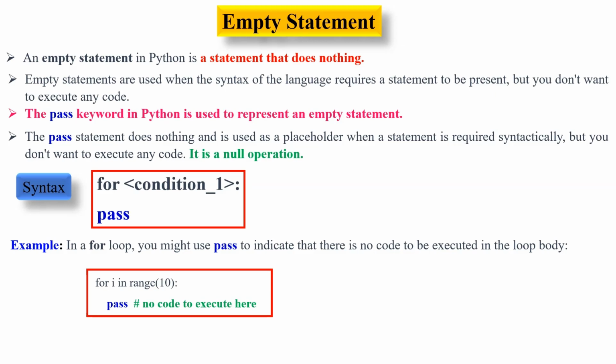Syntax is: for condition_1: pass. Let's see an example. In a for loop, you might use pass to indicate that there is no code to be executed in the loop body. In this example, the code creates a loop that will iterate i through the numbers 0 to 9, but it doesn't execute any code within the loop body. It's a way to structure a loop when you want to define the loop structure but postpone writing the actual code that should be executed within the loop.